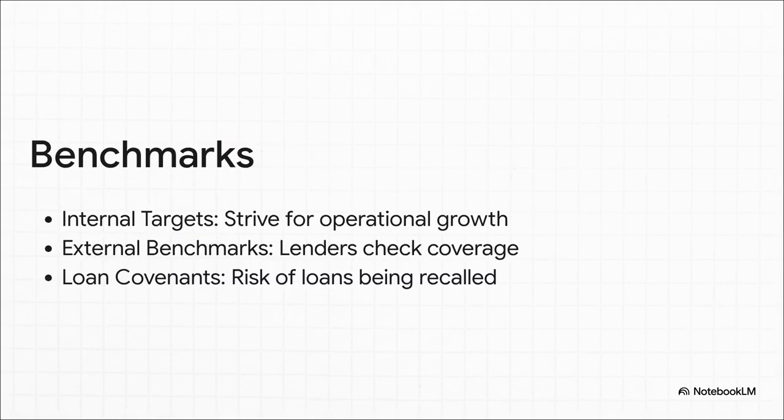And it's not just about beating the competition either. Companies are constantly measuring themselves against internal benchmarks to force operational growth. But there are external pressures too. Lenders set incredibly strict benchmarks like debt service coverage requirements to maintain cash flow loans. If a company's ratios drop and they violate those loan covenants, their loans can actually be recalled immediately.